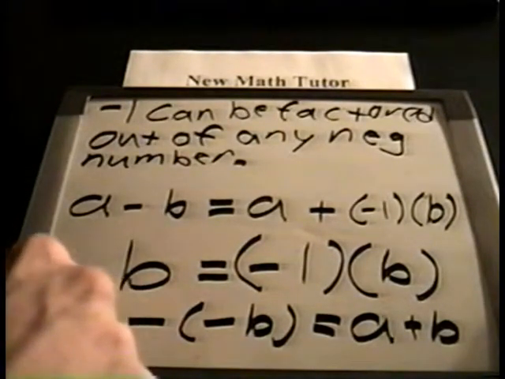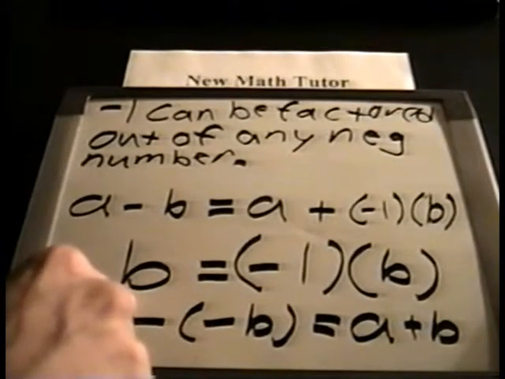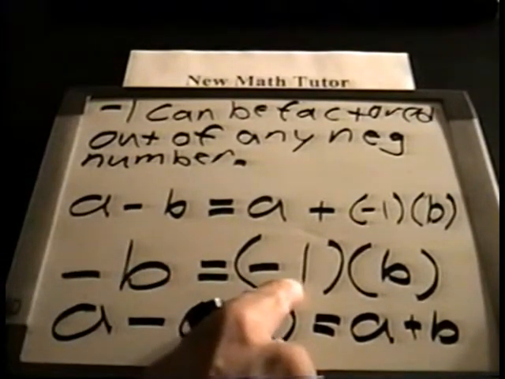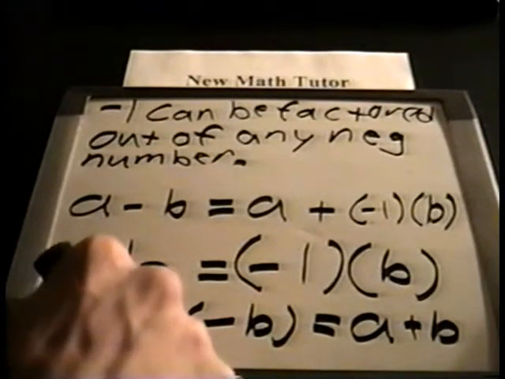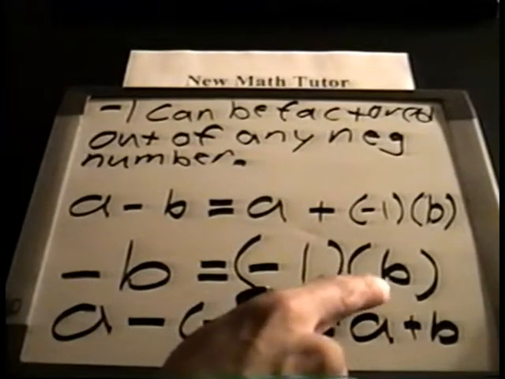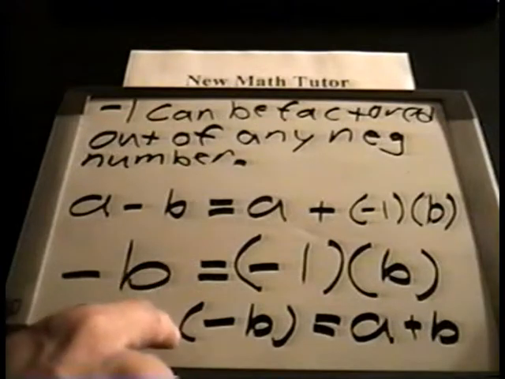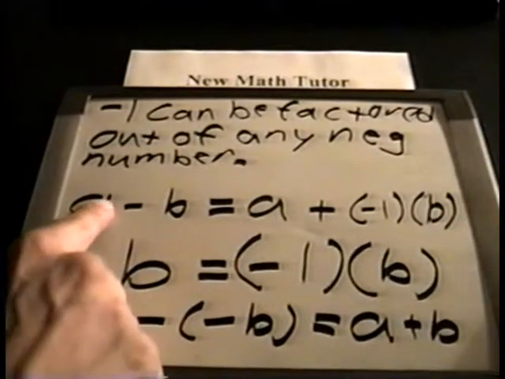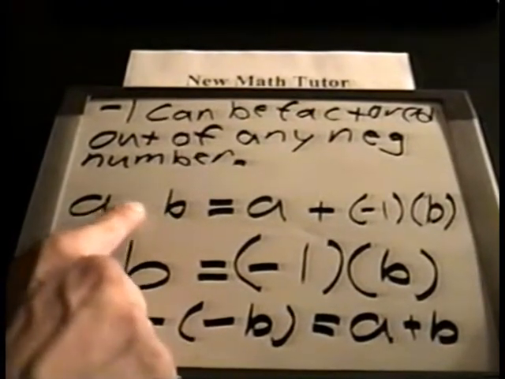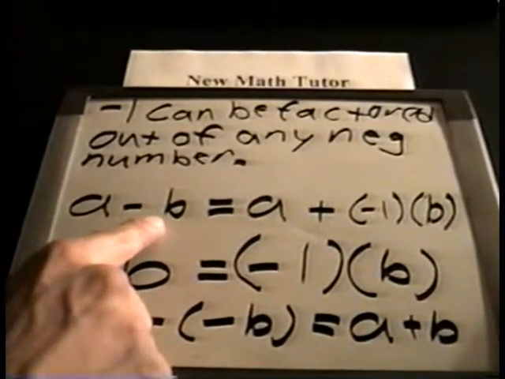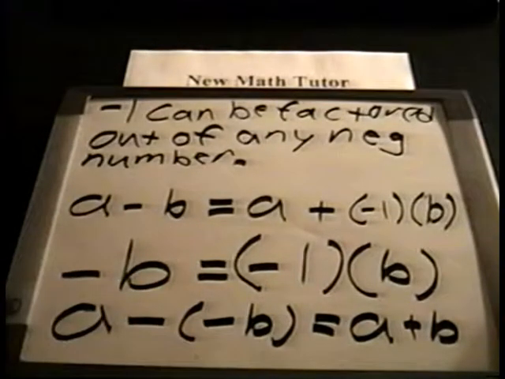And you should take these notes. Here this shows you that negative 1 can be factored out of any negative number. Meaning you can factor out a factor of negative 1 out of any negative number. So if you have a negative number such as called b, any negative number here represented by negative b, you can factor a negative 1. And here you have a negative number being the product of that number and negative 1.